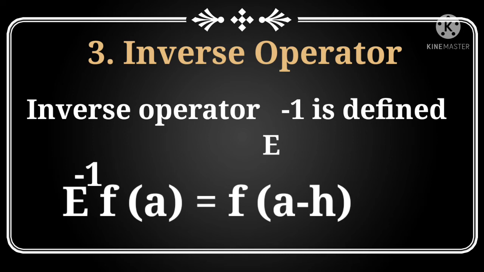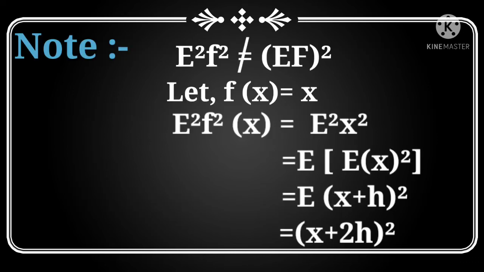And the last definition is the inverse operator. The inverse operator E inverse is defined by E inverse of f of a is equal to f of a minus h. Note: E square f square is not equal to (E f) whole square.